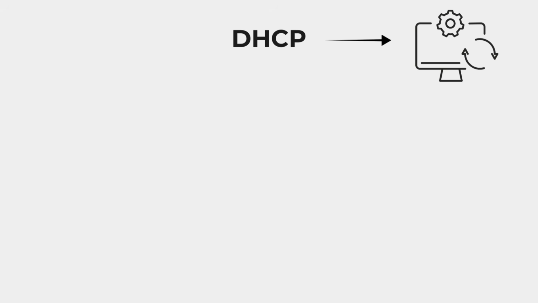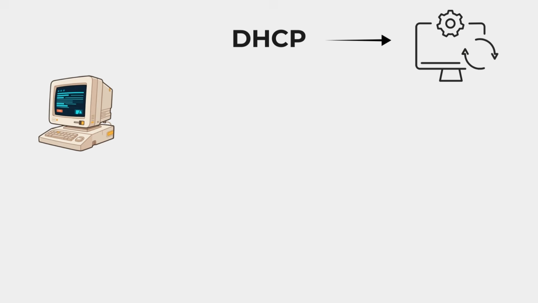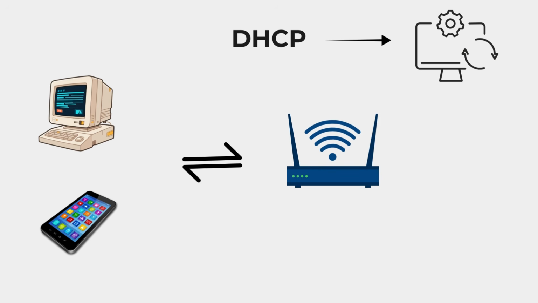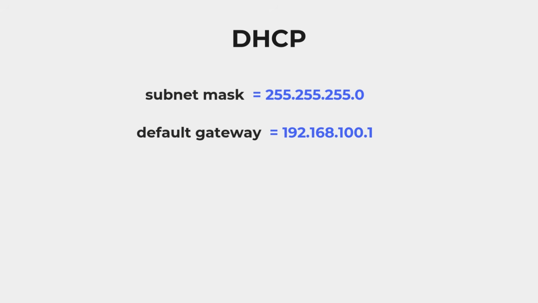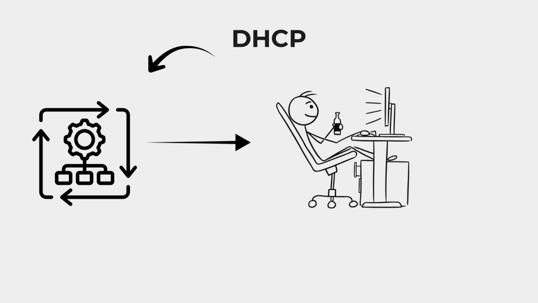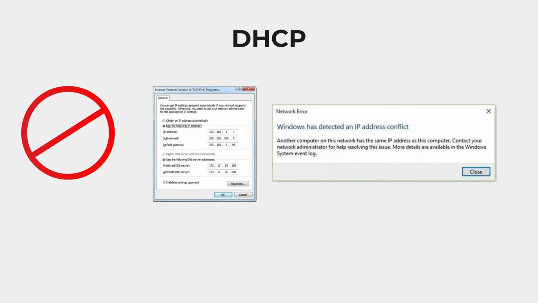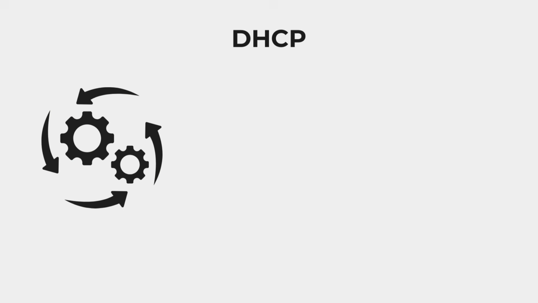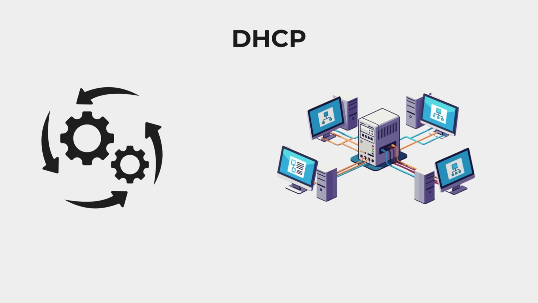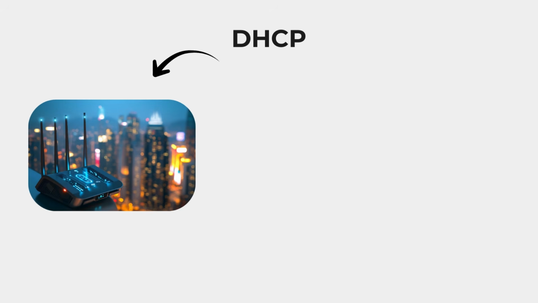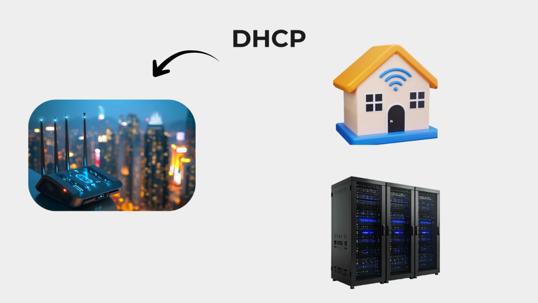DHCP handles this automatically. When a device like a computer or smartphone connects to a network, the DHCP server assigns it an available IP address from a predefined range. It also provides the subnet mask, default gateway, and DNS server information. This automation makes network management easier. It removes the need for manual IP configuration, reduces conflicts, and ensures each device has the correct settings to operate smoothly. DHCP is essential for modern networks, from home Wi-Fi to enterprise systems. Without it, connecting devices would be far less efficient.